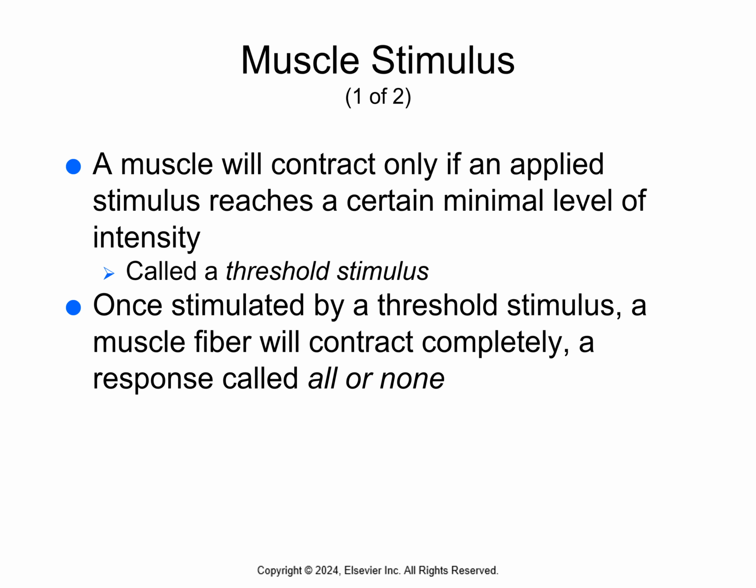A muscle will contract only if the applied stimulus reaches a certain minimum level of intensity. So with this motor neuron, there's a threshold stimulus. If it reaches that threshold stimulus, you're going to have a contraction. Once stimulated by a threshold stimulus, a muscle fiber will contract completely, and the response is either all or none. It either contracts, or if not, it's not going to contract. That's where the neuromuscular junction comes in. If that electricity is strong enough, it's either going to contract all or not at all. That's your threshold stimulus.